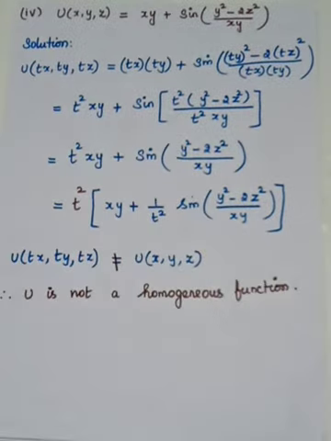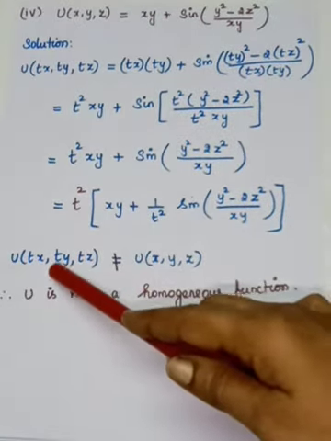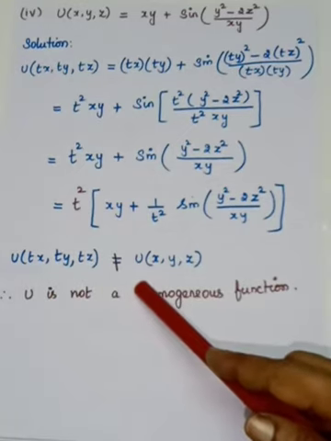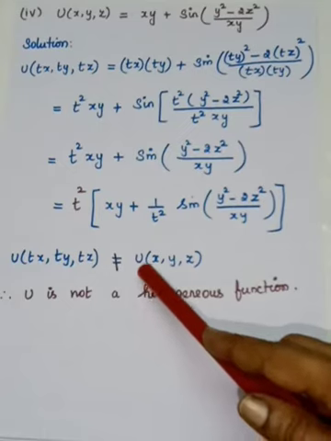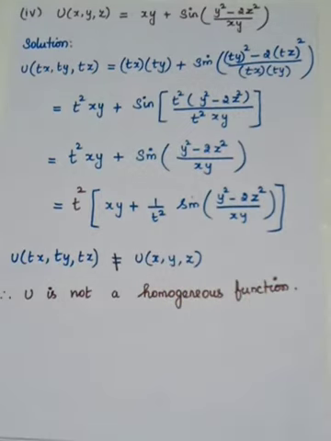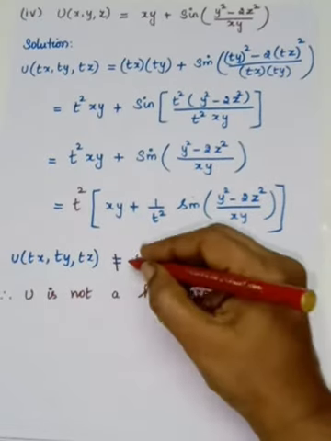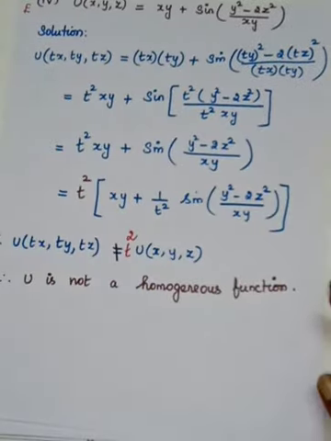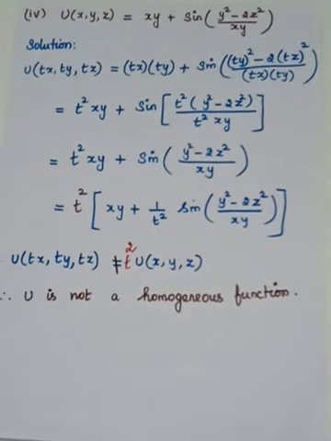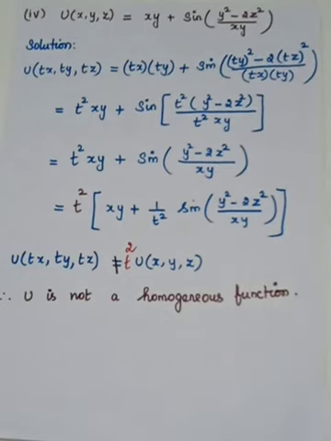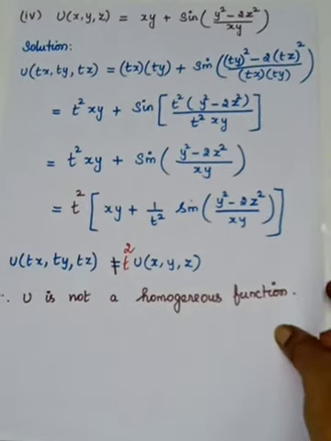You are not getting u of tx comma ty comma tz equal to u of x comma y comma z. Otherwise, you can write it is not equal to t squared into u of x comma y comma z. So therefore u is not a homogeneous function. If it is a homogeneous function only, we have to write the degree. So here it is not a homogeneous function, we can conclude.